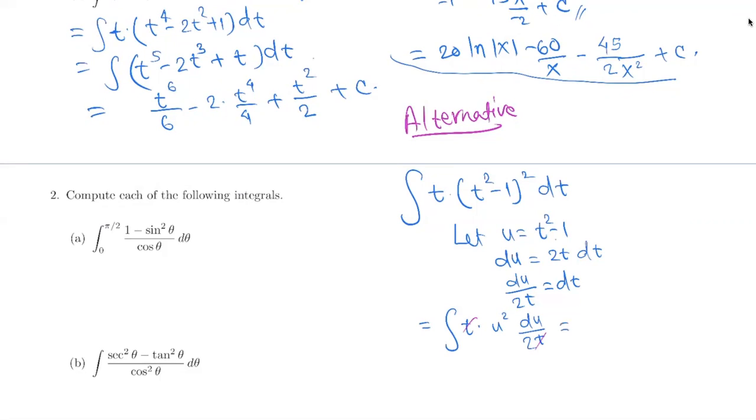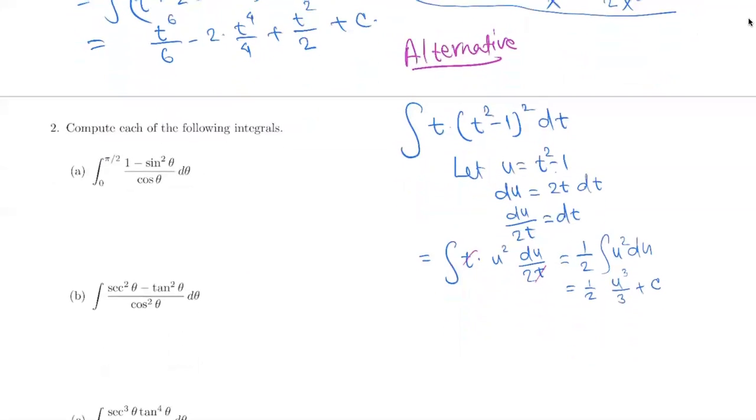And 1/2 times the antiderivative of u squared, which is u cubed over 3, plus c. And that is 1/2, 2 times 3, 6 on the bottom, 1/6 u cubed. And u is t squared minus 1, so t squared minus 1 cubed, and plus c. Okay, these are equivalent answers. Might not be exactly the same, but they are equivalent.